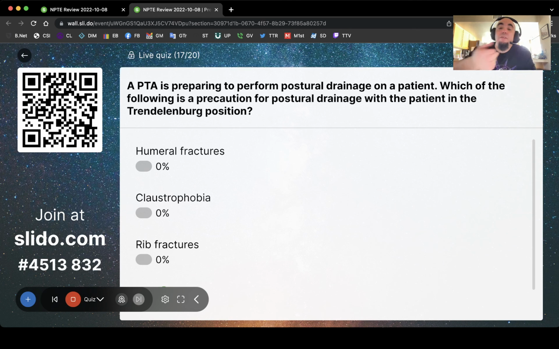So we definitely want to watch out for postural drainage issues if they've got congestive heart failure. We may end up having to do postural drainage in more of a supine position with less overall decline. Or we may not be able to do postural drainage at all depending upon how bad their congestive heart failure is.